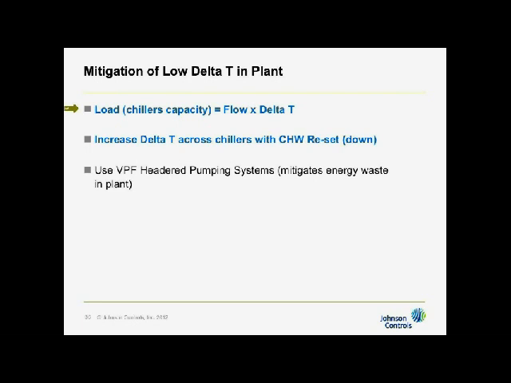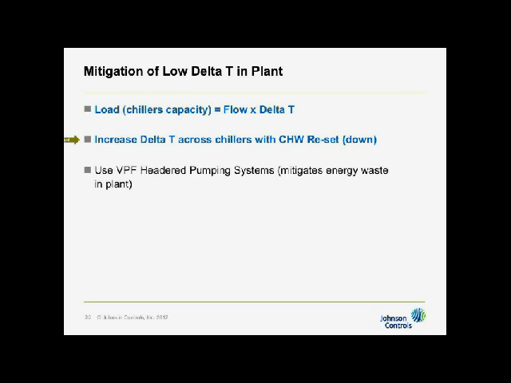The only way to do any mitigation with any pumping system is either to increase the flow above design or increase the delta T back to design or above design. You've got to do something with one of those two in order to mitigate the negative impact of low delta T. Okay? I can increase the delta T across the chillers. Well, I can't really change the return. I can change the supply.